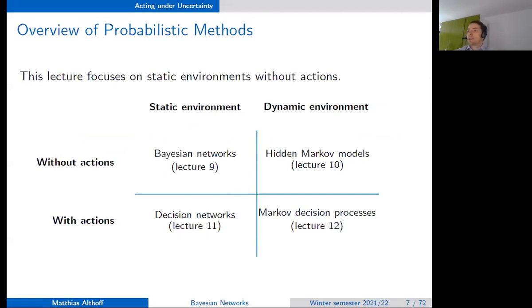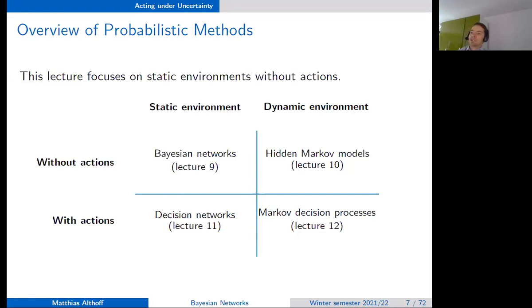As I mentioned at the beginning of this lecture, we will use Bayesian networks for static environments without actions. Then we will fill up these four sectors over the next lectures. If you have a dynamic environment and no actions, then we will use hidden Markov models. This is also very important, especially for prediction.